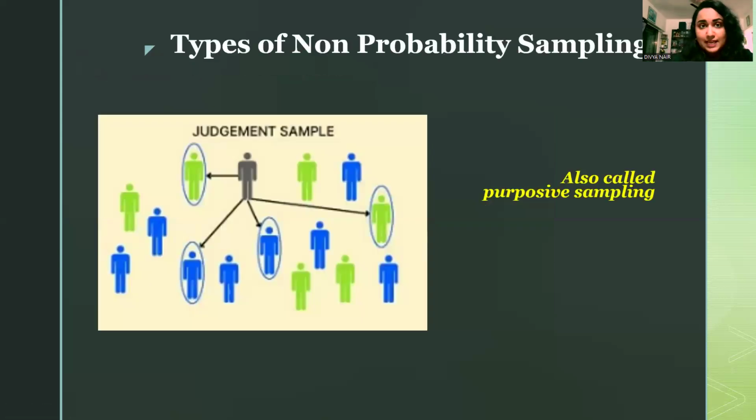The very first type of non-probability sampling is judgment sampling, also said to be purposive sampling. Whenever I talk about judgment or purposive sampling, when a researcher deliberately takes data from one particular section, that is said to be purposive or judgment sampling. Now let me elaborate. Usually this happens in action research. Okay, what happens in action research?